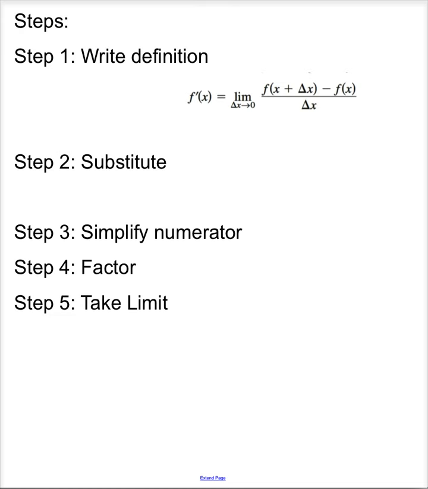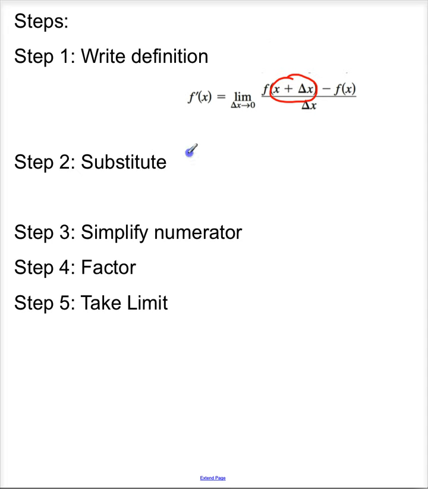Now, there are some steps I want you to follow when using the definition of a derivative to find the derivative. First, I want you to write down the definition. Yes, this wordy thing right here every time. Second, I want you to substitute in. Now, remember, when you're looking at f of x plus delta x, in your function, everywhere you have an x, you're going to put in x plus delta x.